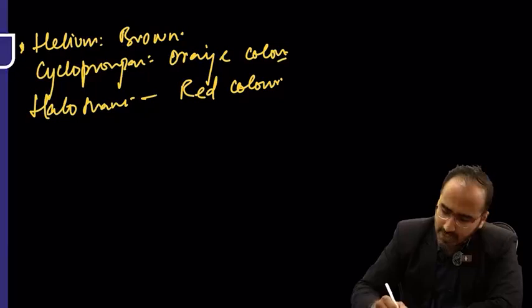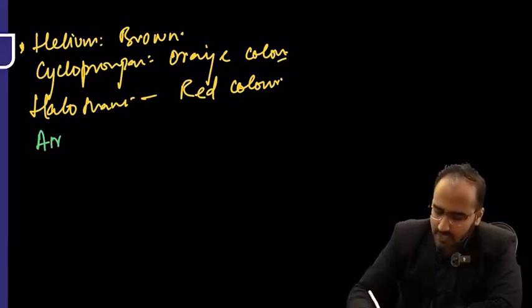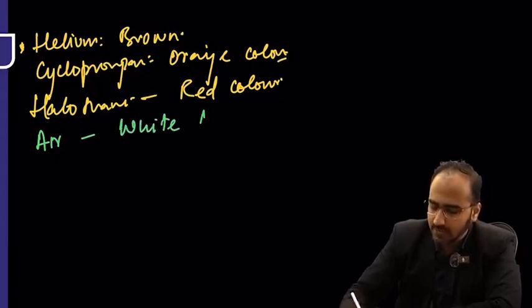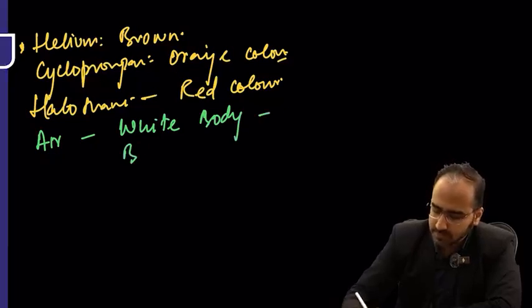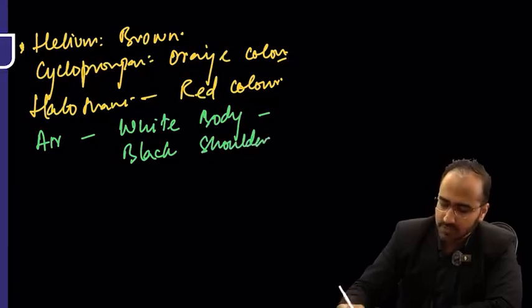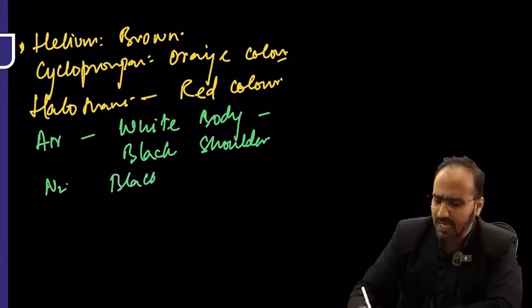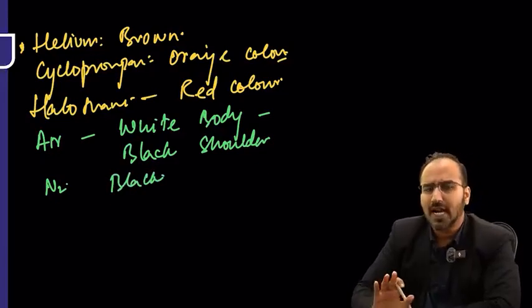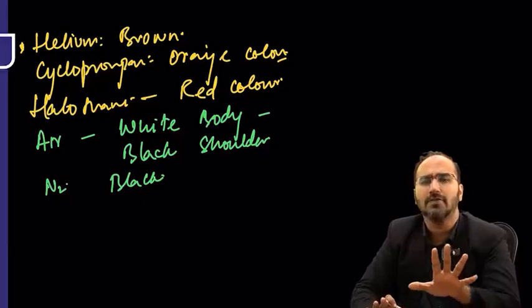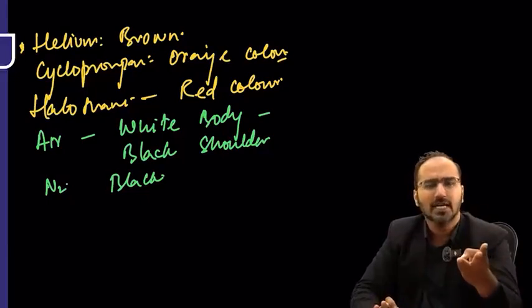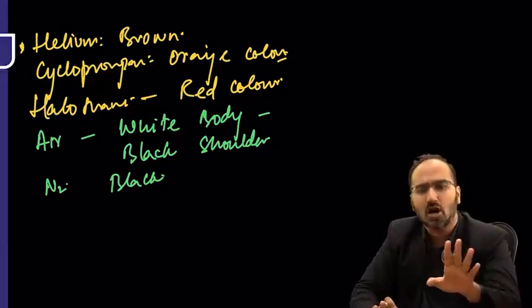There is an air cylinder also. What is the color of the air cylinder? It is white body, black shoulders. Nitrogen cylinder is there, which is completely black. Anyways guys, regarding color coding, just remember the most common ones: oxygen, nitrous and Entonox. These are common ones.